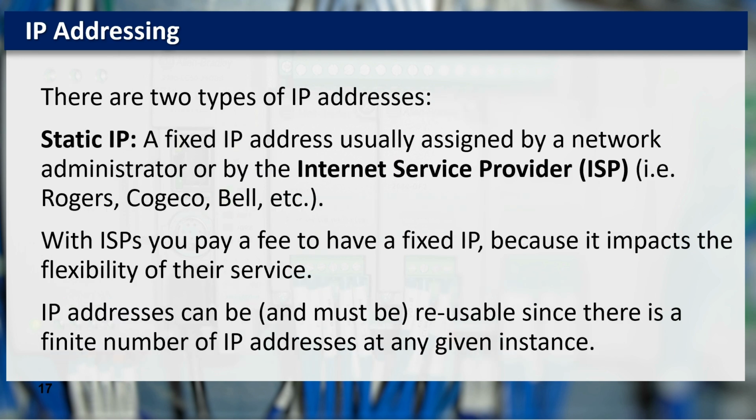There are 2 types of IP addresses. Static, which is a fixed IP address usually assigned by a network administrator or by an internet service provider, an ISP. For example, Rogers, Cogeco, Bell, etc. With ISPs, you have to pay a fee for a fixed IP because it impacts the flexibility of their service. IP addresses can be and must be reusable since there is a finite number of IP addresses at any given instant.